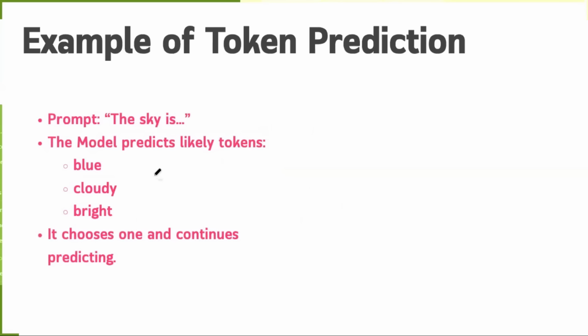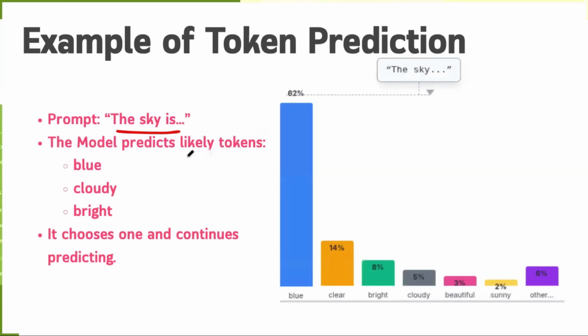Here's how it works in practice. Suppose you type "the sky is," the model will likely predict the next token as "blue." Then it might predict a period to finish the sentence. Each prediction depends on the tokens that came before. Step by step, the model builds a complex sentence.